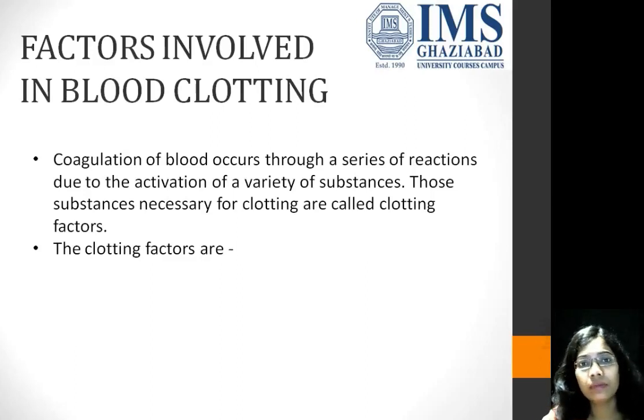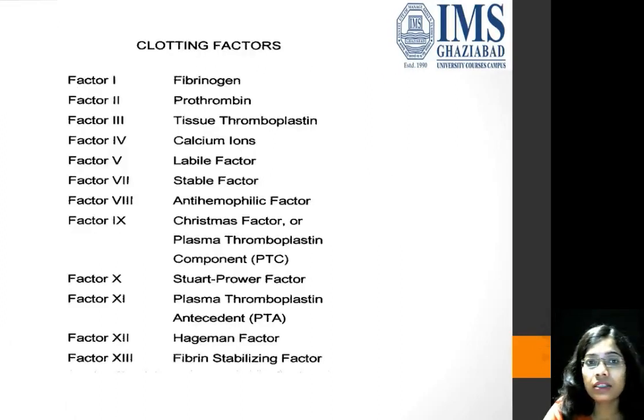Factors involved in blood clotting. Coagulation of blood occurs through a series of reactions due to the activation of a variety of substances. Those substances necessary for clotting are called clotting factors. The series of reactions is also called a cascade mechanism. There are generally 12 or 13 factors present in blood clotting, in which factor 6 is absent. These are the clotting factors.